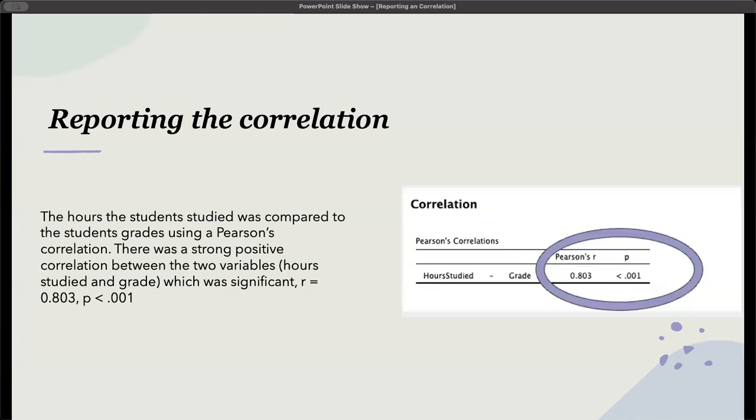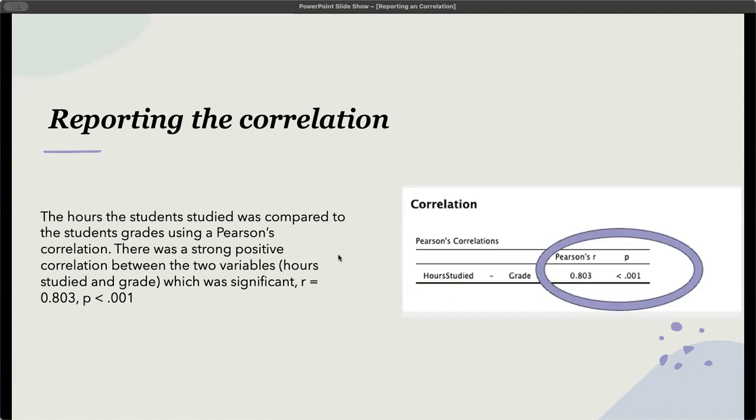Reporting the correlation, here in the table in JASP, we have Pearson's R and the p-value. Here would be an example. The hours the student studied was compared to the student's grades using Pearson's correlation. So we've explained it's Pearson's R. If I need to give an explanation as to why we used Pearson's R, well, we're using scale data with grade and hours studied. There was a strong positive correlation between the two variables, which are the hours studied and the grade, which is significant. We know this is strong positive because the number is positive and it is 0.8, so it is pretty close to 1. And then the p-value is less than 0.001.